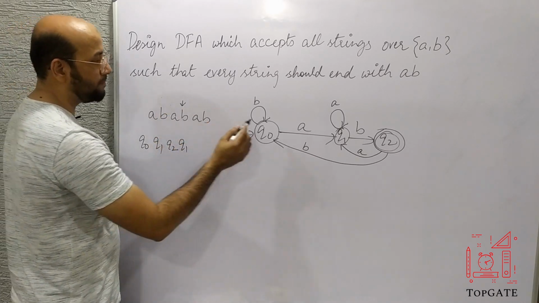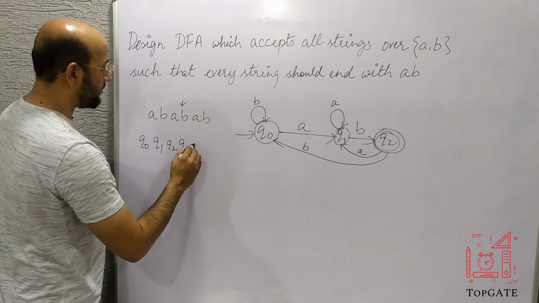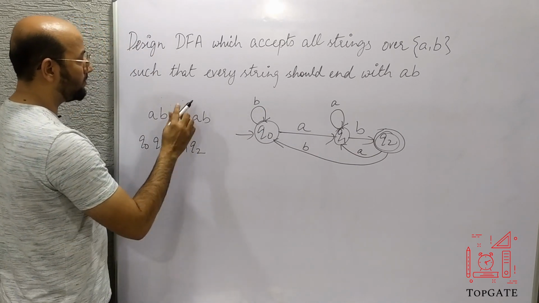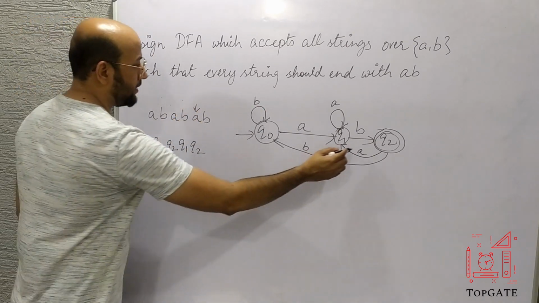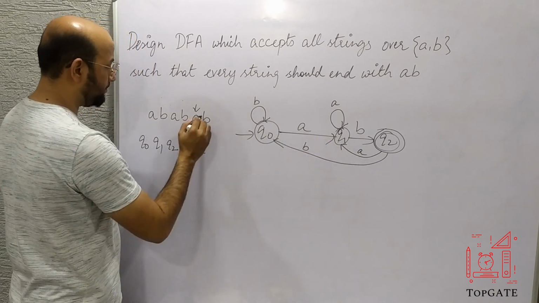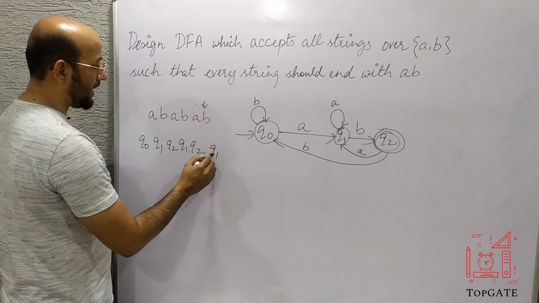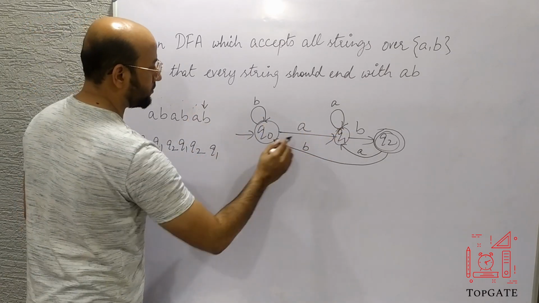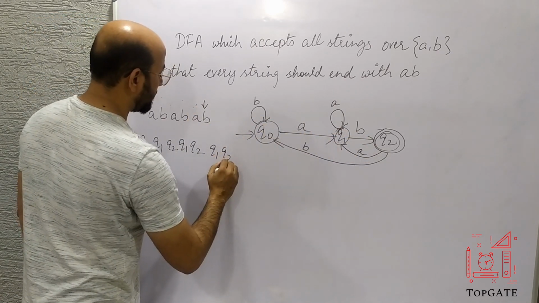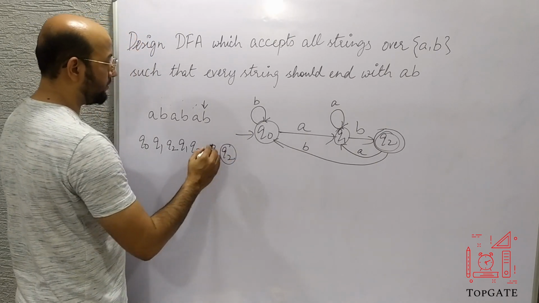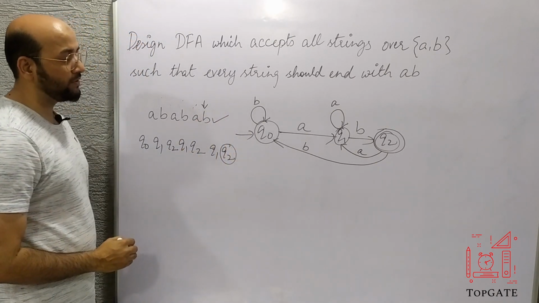At Q1 B applied, I went to state Q2, pointer moves on to the next symbol. Again at Q2 A applied, I went to state Q1, pointer moves on to B. At Q1 B applied, I went to Q2. This is my final state. Therefore this string got accepted by this DFA.